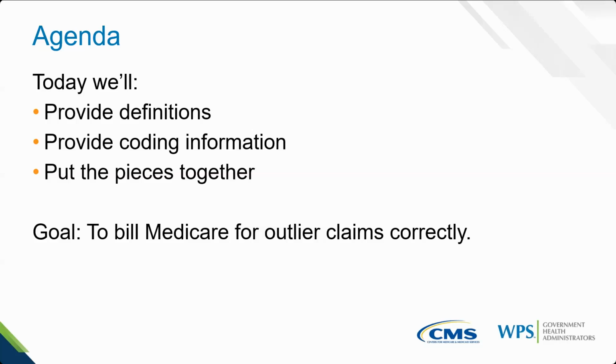Now, outlier is the high dollar outlier. We're not talking about the low dollar one today, just the high dollar one. Too much information when we tried to mix the two, so we actually are not going to talk about that today. Also, if you do not bill an inpatient prospective payment system claim, this is not a webinar that will help you.